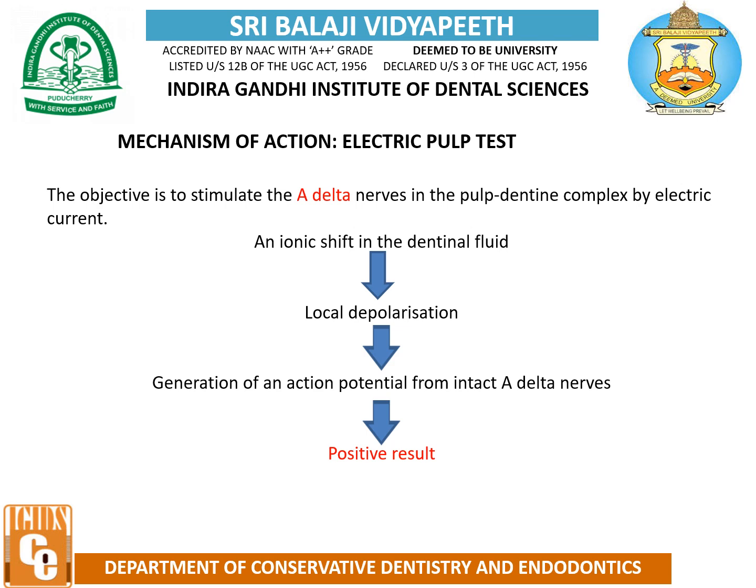The mechanism of action. The objective is to stimulate A delta nerves in the pulp ganglion complex by electric current. As the electric current passes, there will be an ionic shift in the dendrite fluid which causes local depolarization, which causes the generation of an action potential from intact A delta nerves, which induces a positive result.